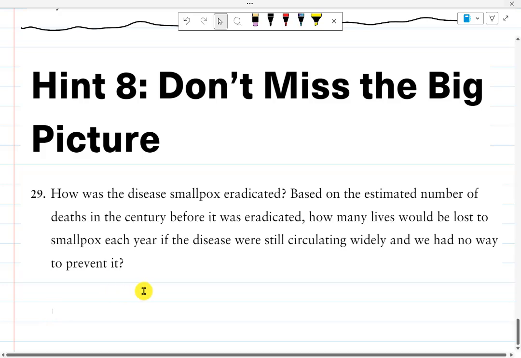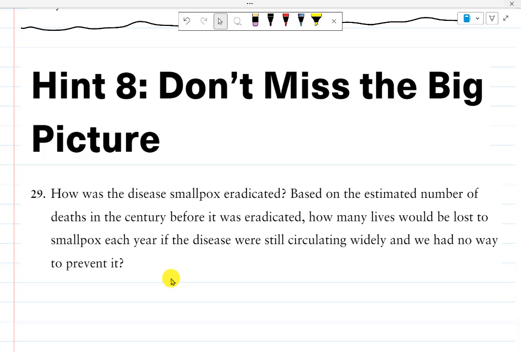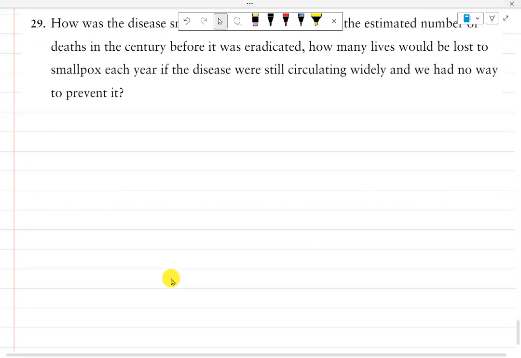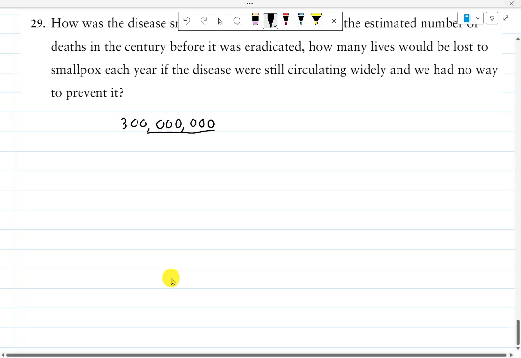Let's continue this. How many lives would be lost to smallpox each year if the disease were still circulating widely and we had no way to prevent it? So the first thing I want to do: we had 300 million killed in a 76-year time period. These are global, obviously not just American.